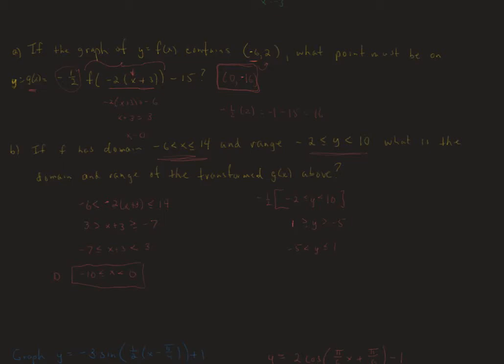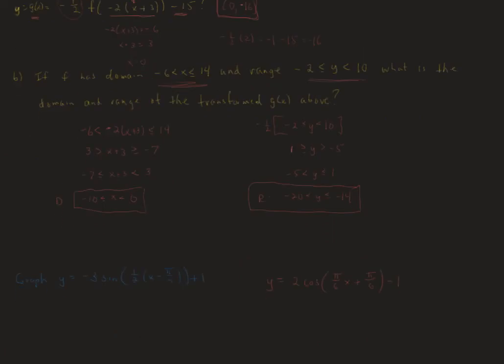And then we're going to do what? Subtract 15 from everything. So that'll become a negative 20. And if we subtract 15 from the 1, it'll be a negative 14. And that is going to be the range of our transformed function g of x.